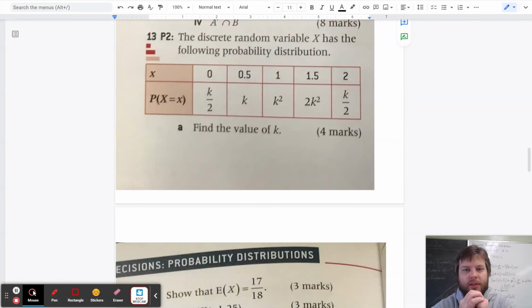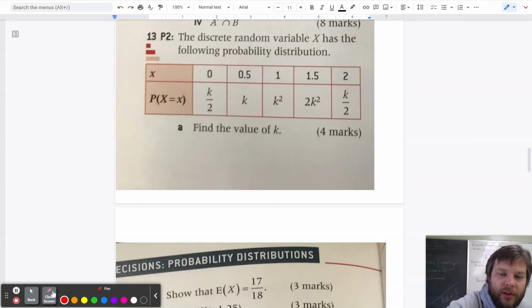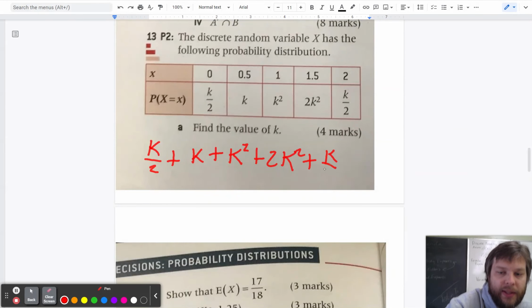Right, here we have a discrete random variable and a probability distribution. And of course, any probability distribution needs to add up to equal 1. So all of our probabilities are given in terms of another variable. So they're all a constant. They're all in terms of k. So all we do is add up all of our probabilities. Add them all up and say those things need to equal 1.